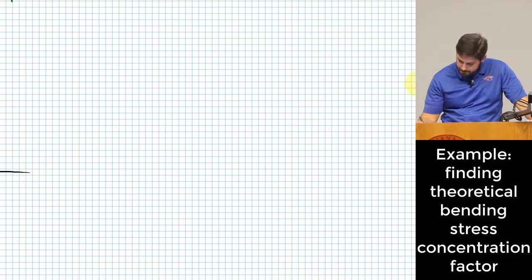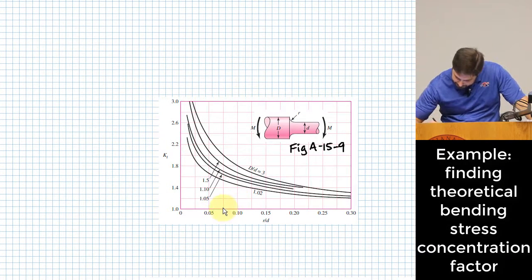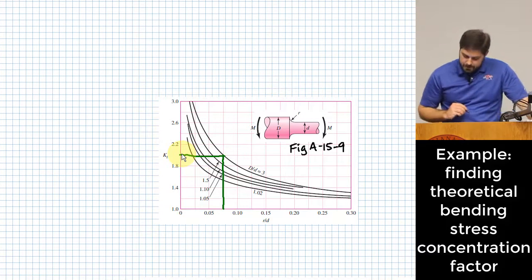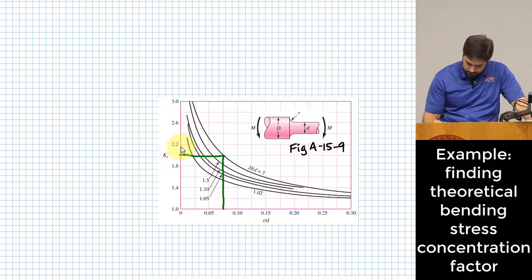Okay, so that gives us what we need. 0.075 is found right here. We read up to this point, we read over to this point. And what do we have? Okay, K sub t is equal to 2.